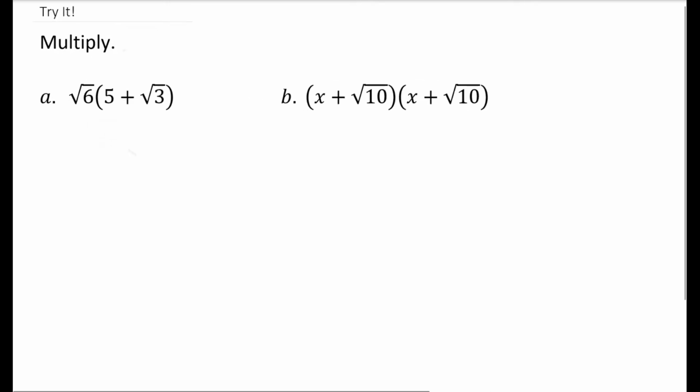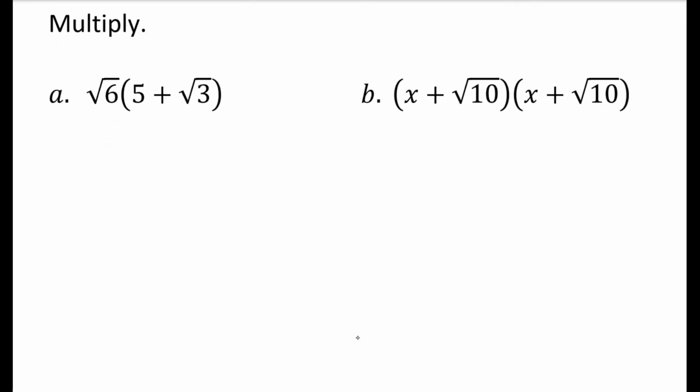Alright, let's look at the first problem here. Just like before, we're going to distribute. So we got square root of 6 times 5. Since they're incompatible, they're not like terms, you're going to put them together: 5 times the square root of 6. Now we got the square root of 6 times the square root of 3. These are compatible. They have the same index, so we can multiply them under the same radical. So we can do radical and then 6 times 3.